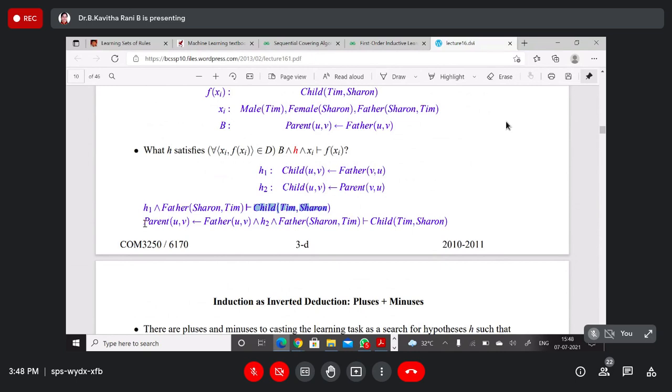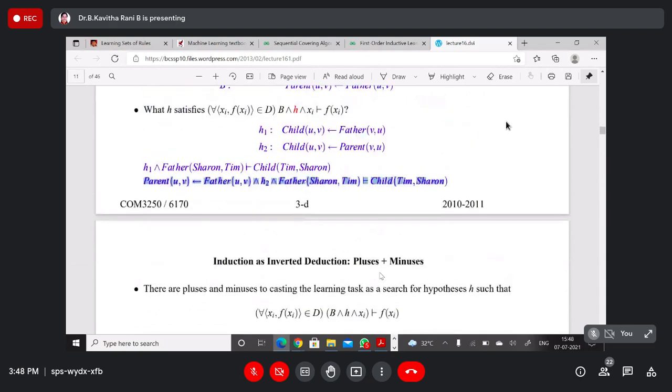Okay. So Parent(U, V) is nothing but Father(U, V), or H2, or Father(Sharon, Tim). So in all these ways you can write this particular rule. So this is called inductive rule. So this is called inductive learning. So in different ways we can describe the rule here.